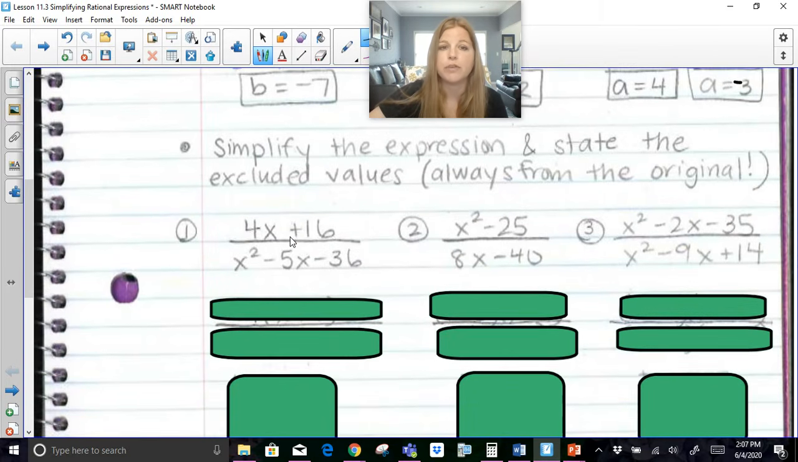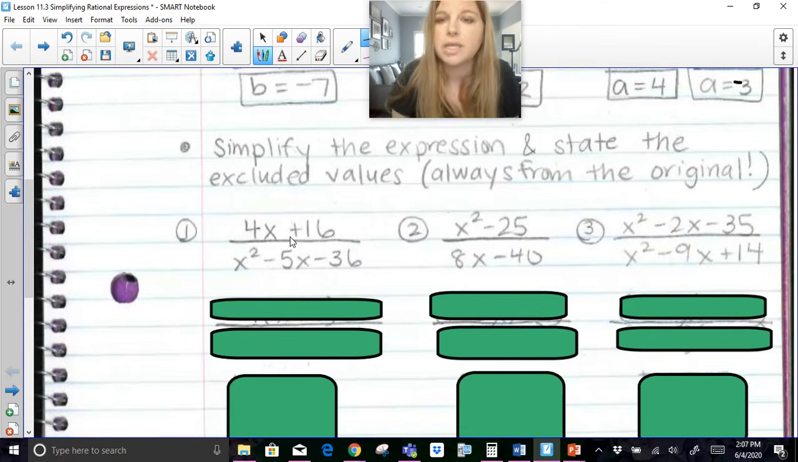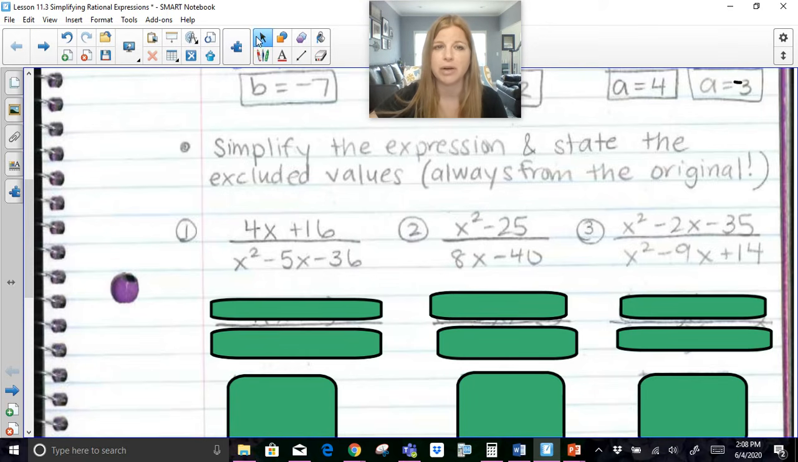Now, next few problems, it says simplify the expression and state the excluded values. Now, when we go to state the excluded values as our second step, it says in parentheses here, we always have to go from the original expression. So we don't do the excluded values from the simplified expression. We always have to go back to what it originally was. Now, there's a lot of situations here that are going to happen when we go to simplify these expressions, and they all go back to factoring. So let me just give you a really quick review on factoring.